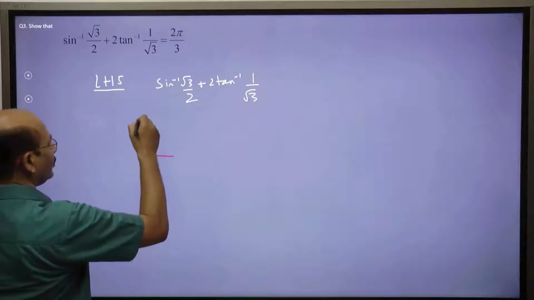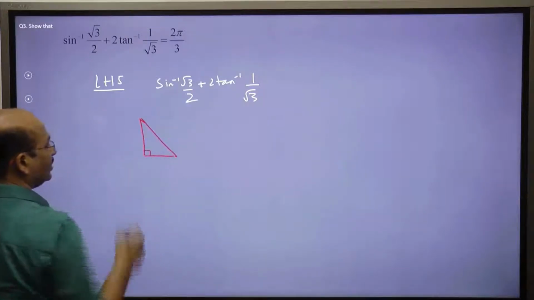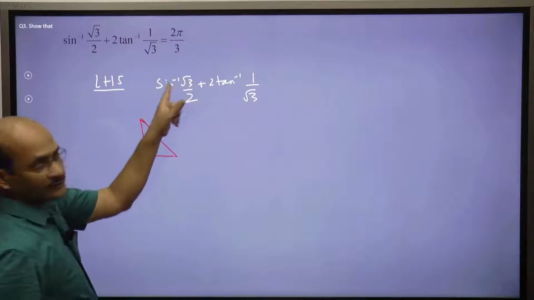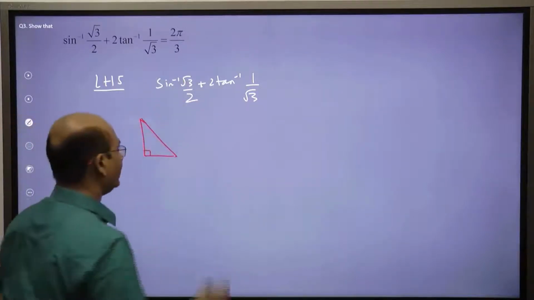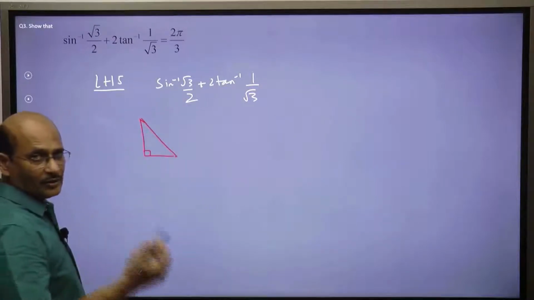What I'm going to do is, I'm going to draw a right angle triangle in this case. Now this is the sine inverse ratio. So basically for sine inverse, there's no need to show this working. You can directly also write. So sine ratio is nothing but opposite.